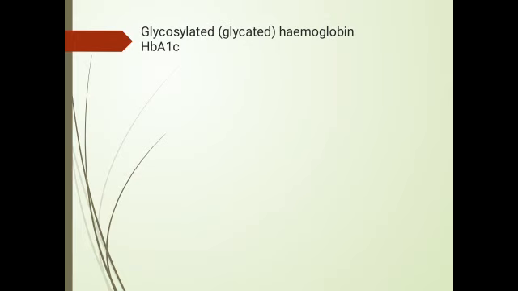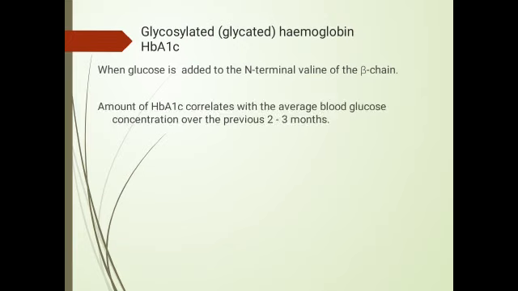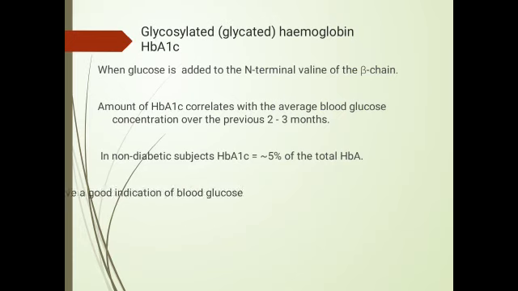So next is glycosylated or glycated hemoglobin. It's otherwise called HbA1c. When glucose is added to the N-terminal valine of the beta chain of the hemoglobin, it results in the formation of HbA1c. So the amount of HbA1c correlates with the average blood glucose concentration over the previous 2 to 3 months, because the lifespan of RBC is roughly 3 months. In non-diabetic subjects, the HbA1c is roughly 5% of the total HbA. In diabetic patients, the measurement of HbA1c gives a good indication of blood glucose control.